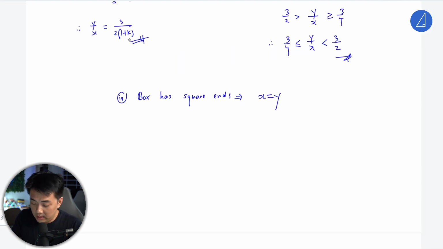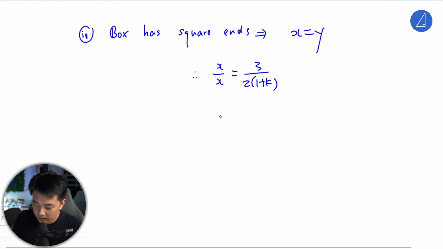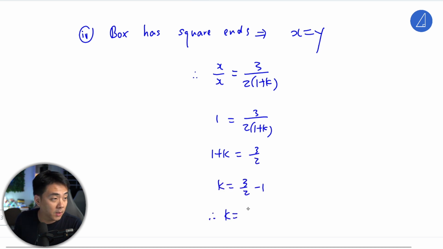In this case, I think it can be quick to find the value of k. From here, hence x over x is equal to 3 over 2(1 plus k). Solving this shouldn't be a problem. So 1 is equal to 3 over 2(1 plus k). 1 plus k equals 3 over 2. k equals 3 over 2 minus 1. Hence k will just be a half.